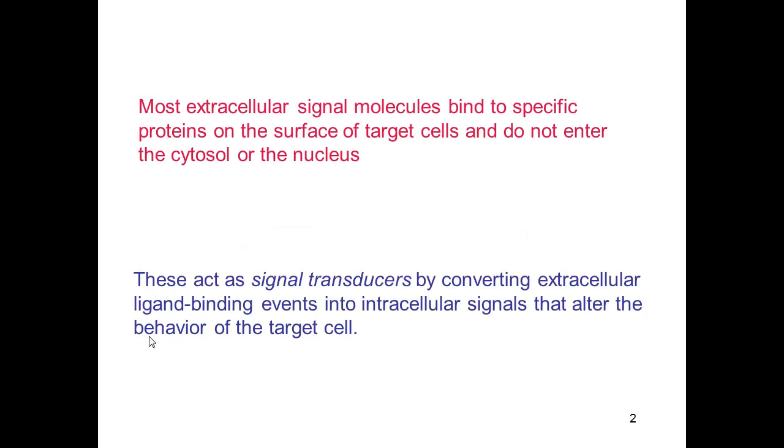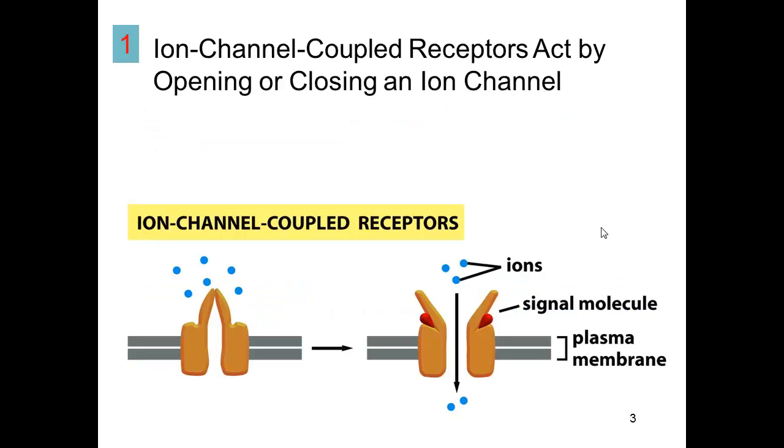This is a very brief review slide reminding you that signaling occurs when an extracellular signal molecule binds to receptor proteins sitting on the surface of the target cells. These receptors act as signal transducers by undergoing a conformational change and also activity, triggering a set of downstream events that transmits the signal intracellularly to alter the behavior of the cell.